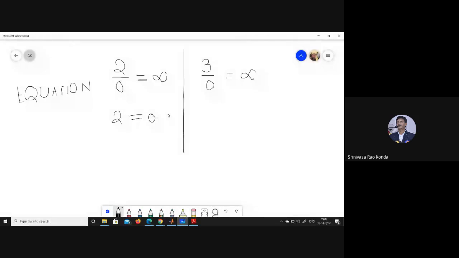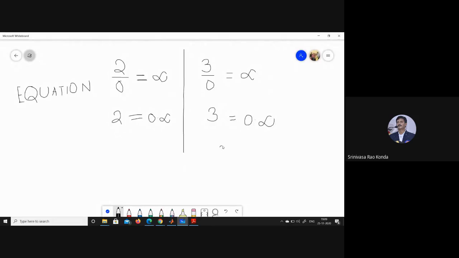At present, I don't know what the value is, but it is valid. Why? Because we are equating 0 into infinity. So there is a transitive property: if A is equal to B and B is equal to C, then A is equal to C.